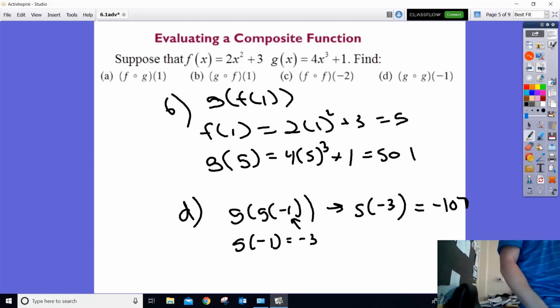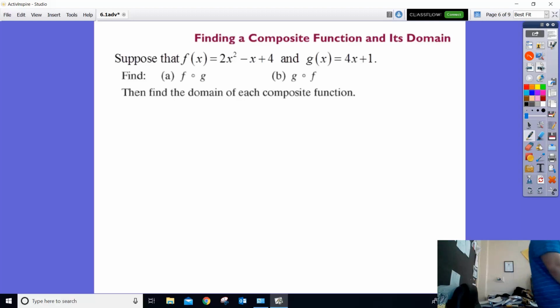The plugging in numbers and stuff like that, that's usually pretty easy. Here's where it starts getting a little harder. And it's not the actual compositions when you start talking about domain of composite functions. The first two examples we have, their domain is not anything we have to worry about, so we just do them. A is find f of g.